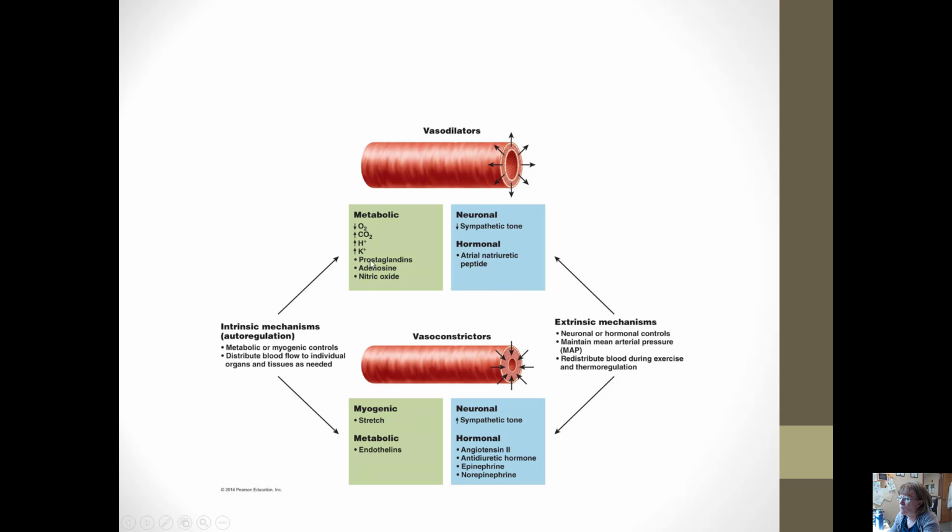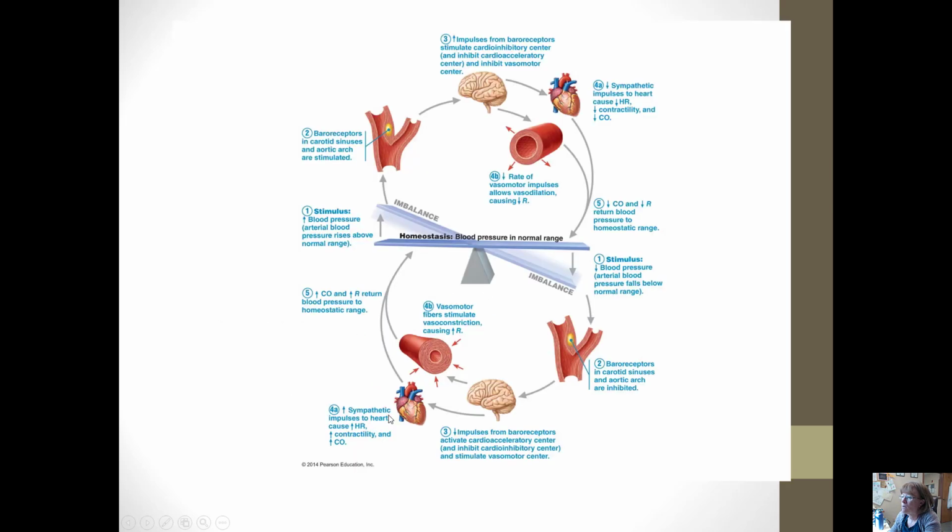We'll talk about all of these things as we go along. Here is how the baroreceptors work. They're negative feedback mechanisms. So let's say that you have a high blood pressure situation, so mean arterial pressure rises above the normal range.